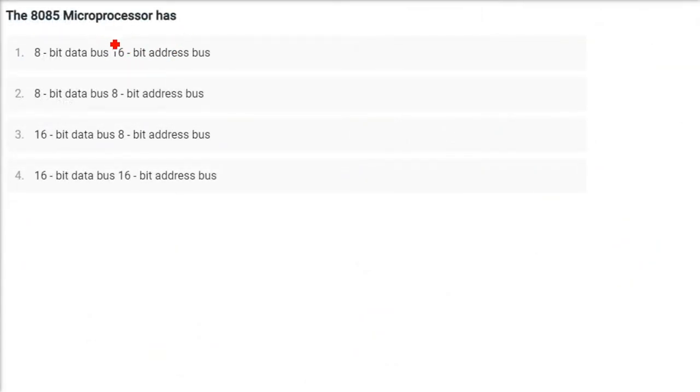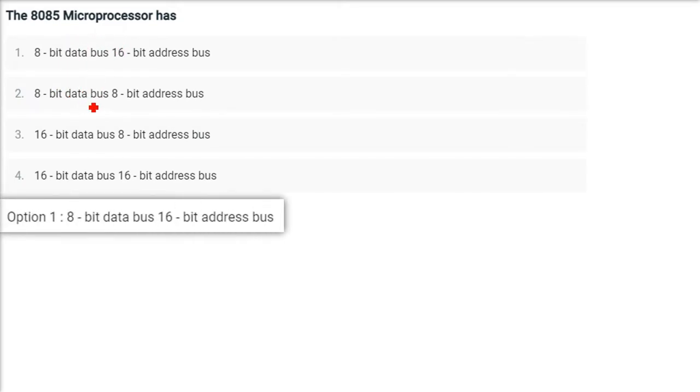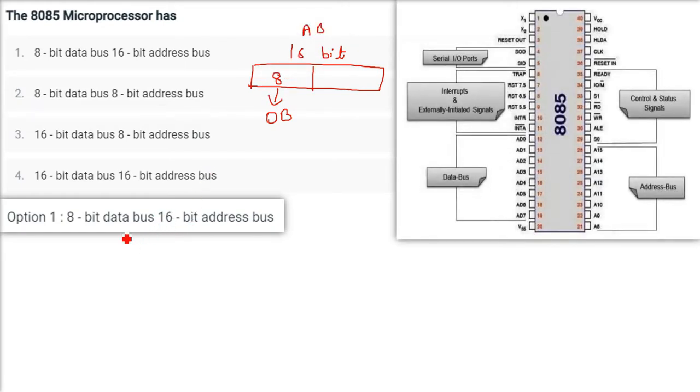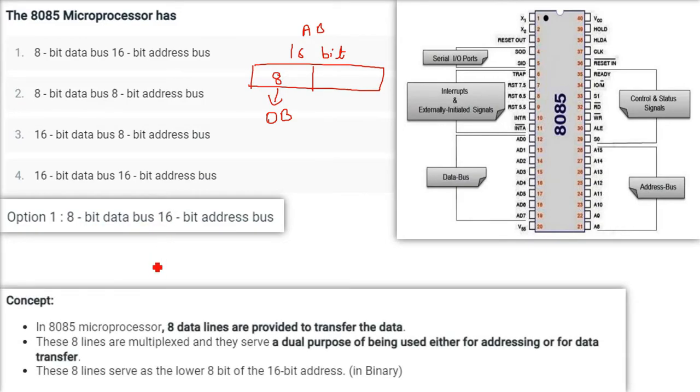So we just came to know that 8085 is having an 8-bit data bus and a 16-bit address bus. The address bus is of 16 bits and in this 16-bit, the 8-bit is used as the data bus. That is, there is no different data bus or address bus. They are not different, they are one. So 8-bit data bus, 16-bit address bus.